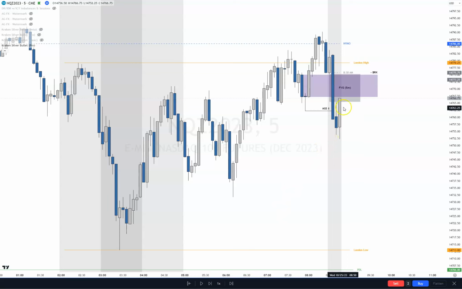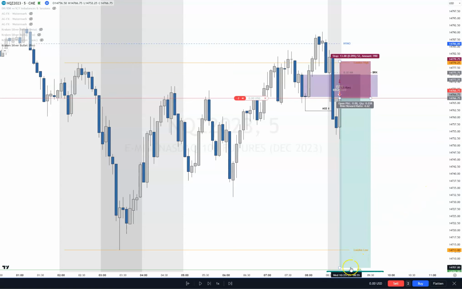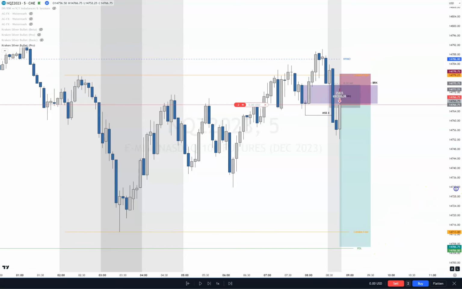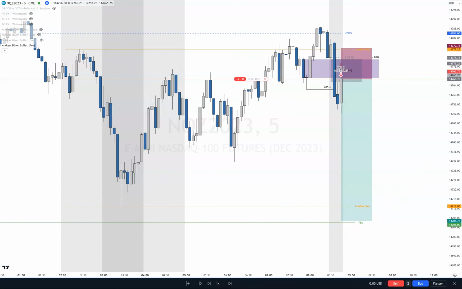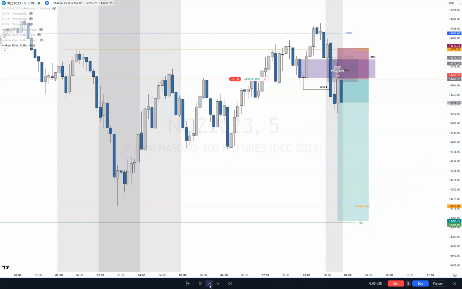I'm going to enter there because it's in the fair value gap. So I'm going to sell to there, take my position there, and aim for the previous day low here. Let's just see how this plays out.